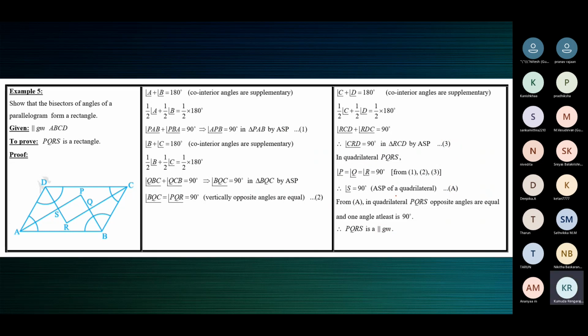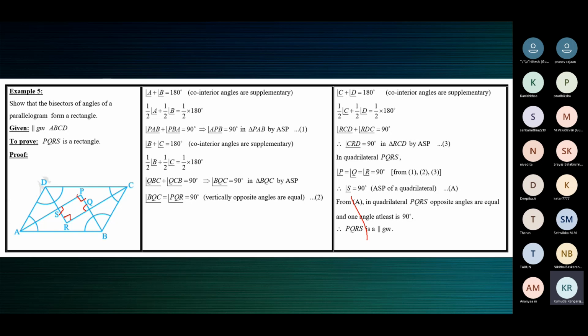Okay. So now what have we proved? We proved that all the four angles are 90 degrees. P, Q, R, S, all the four angles are equal to 90 degrees. So that means in quadrilateral PQRS, opposite angles are equal. No, listen to me. I don't know what I've typed here. I've made some mistake there.